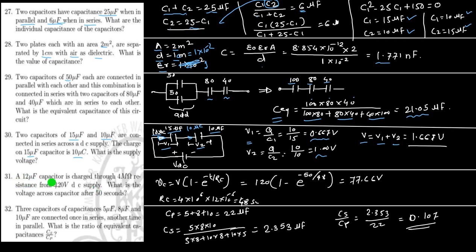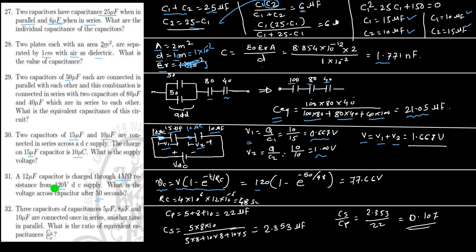The 12 microfarad capacitor is charged through 1 mega ohm resistance from the 120 volt DC supply. What is the voltage across the capacitor after 50 seconds? So voltage across the capacitor during the charging is equal to V times 1 minus e raised to minus t by RC. That is 120. What is the value of RC over here?